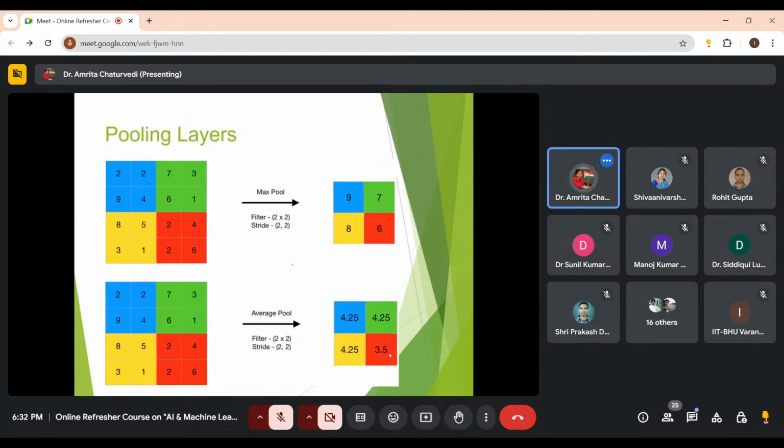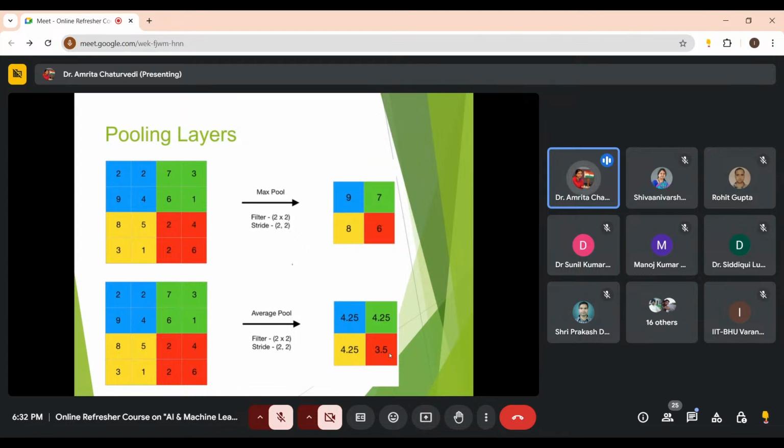Then in the next section, which is shown by yellow, you have 8, 5, 3, 1. So the maximum value is 8, and you will take 8 in the output. Then in the next section shown by red, you have 2, 4, 2, 6. So the maximum value here is 6, and you will take 6 in the final output. So that is your max pooling.